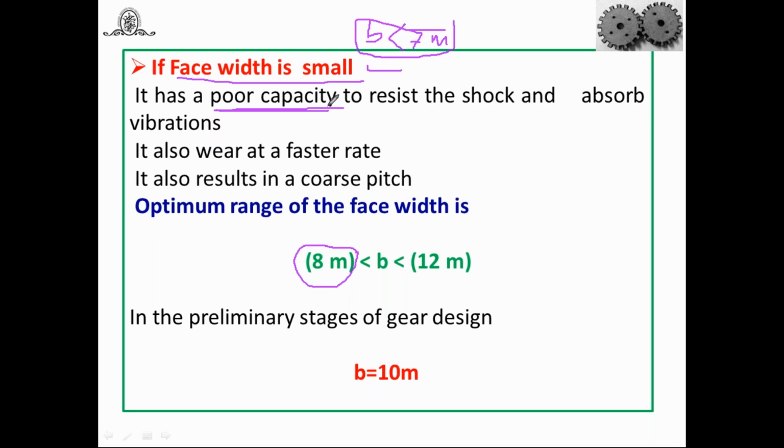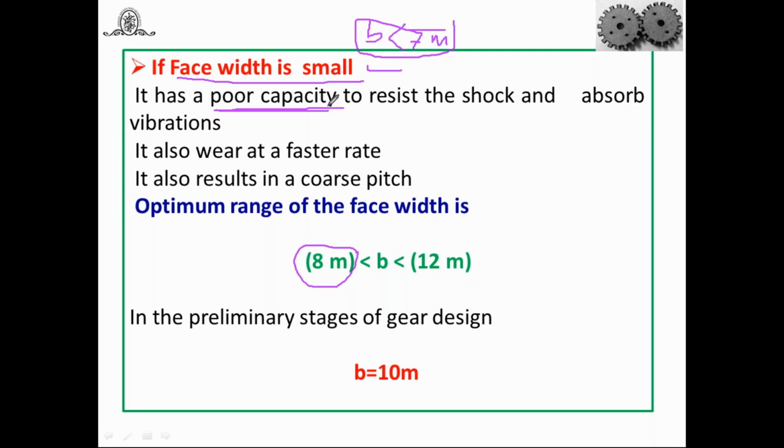Second, if the face width is small, the wear rate is also faster. Wear rate of what? Of the meshing gear teeth. Try to understand. You know, one gear tooth of the pinion and one gear tooth of the gear come in contact during motion, or power transmission, or torque transmission.